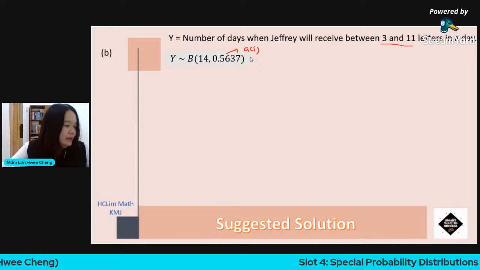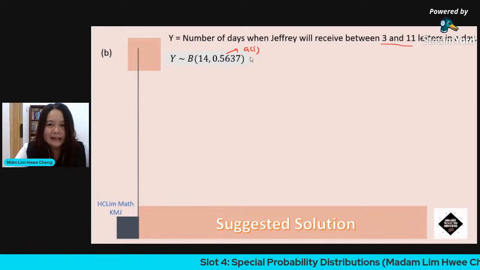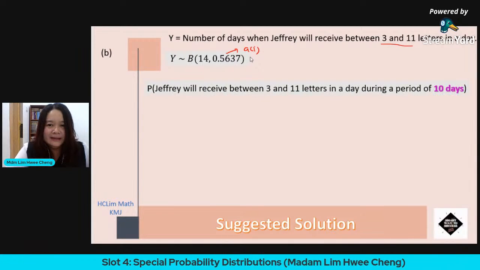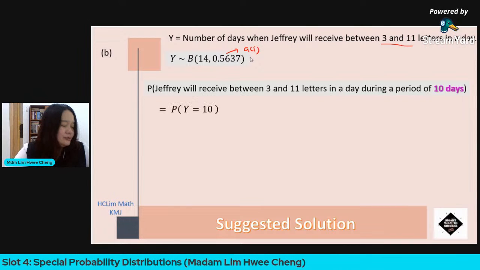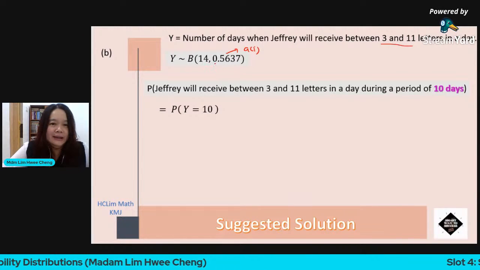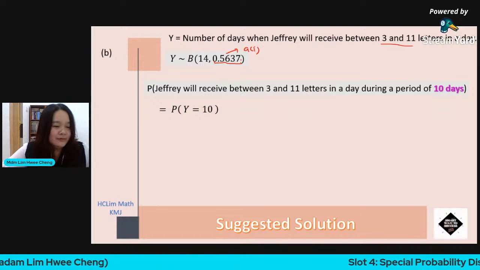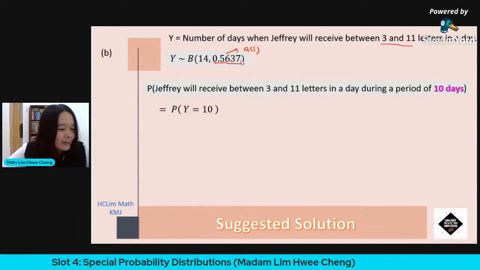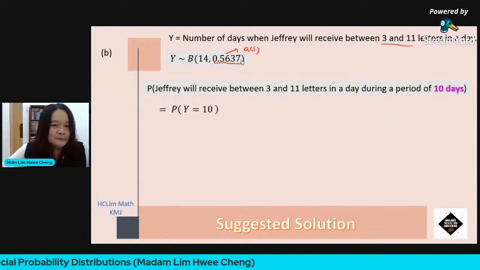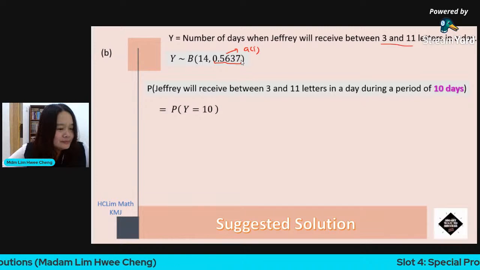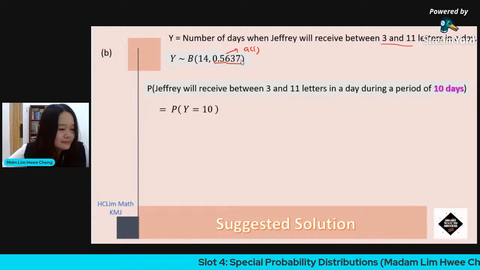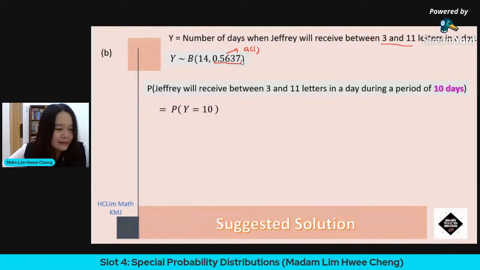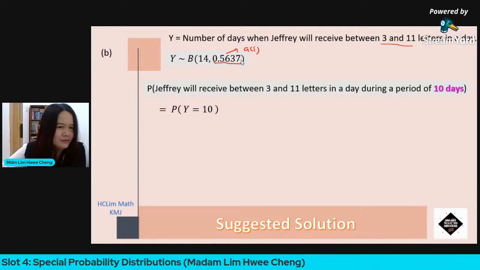In the period of 10 days, they will receive between 3 and 11 letters. So P(Y) equal to 10. Class, can we read this from the table? Can we? If you think we can, press 1. If you think we cannot, press 2. Do you think we can read it? Give response please. Can we read this from the table?